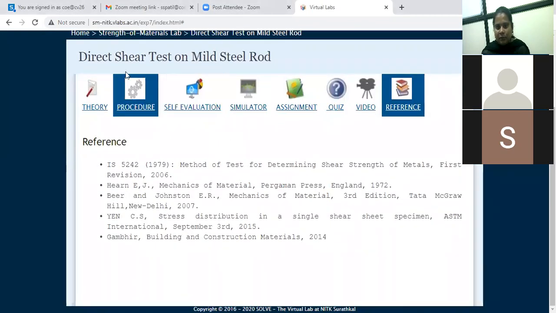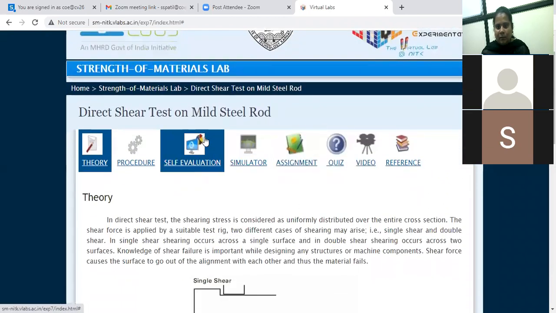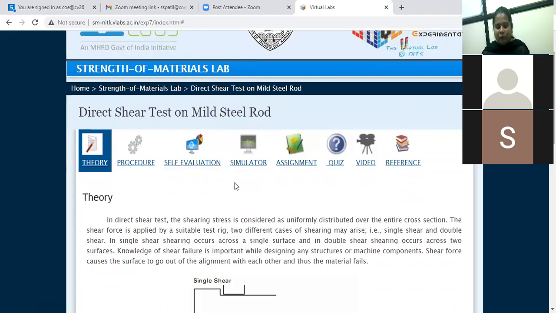Okay. So the last point is references. Which references are used for this direct shear test on mild steel rod? The first reference is IS 5242. The name of this IS code is Method of Test for Determining Shear Strength of Metals. After that, books on Mechanics of Materials, Brigham Press, England, are used. So these are the references. So this is our direct shear test, the procedure for performing a direct shear test on a mild steel rod.